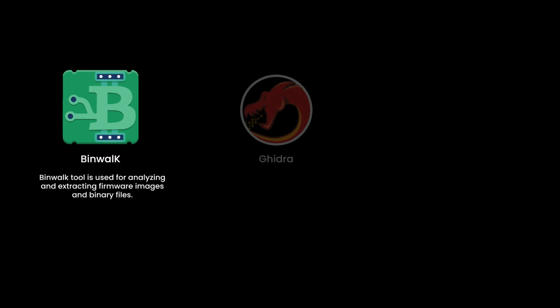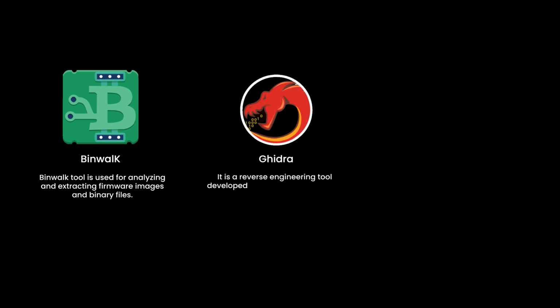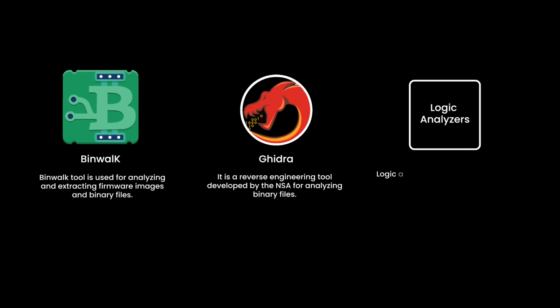Tools used for firmware analysis. Binwalk. Binwalk tool is used for analyzing and extracting firmware images and binary files. Ghidra. It is a reverse engineering tool developed by the NSA for analyzing binary files. Logic analyzers. Logic analyzers are electronic tools used to capture and display multiple signals from a digital system, enabling analysis and debugging.